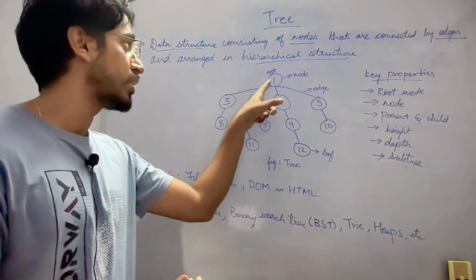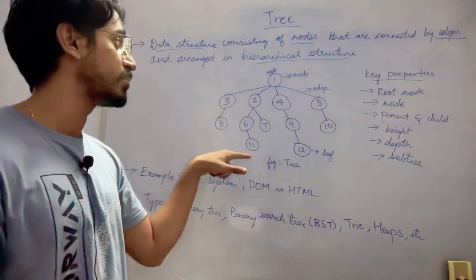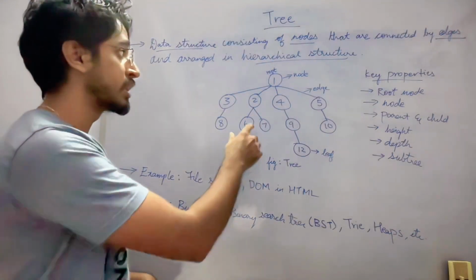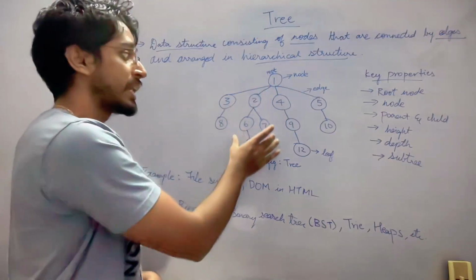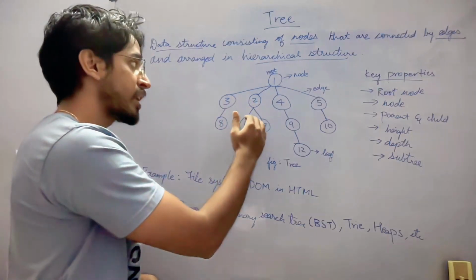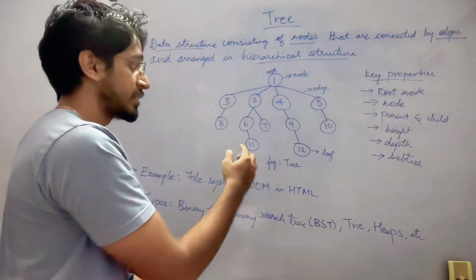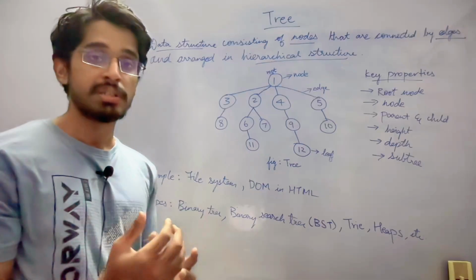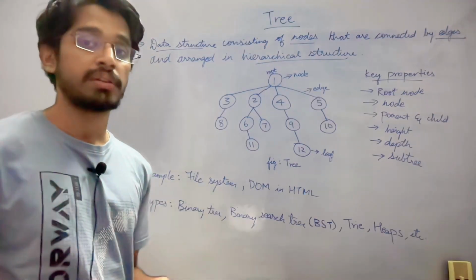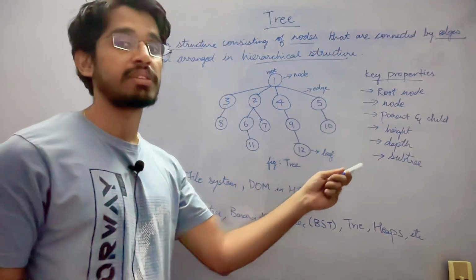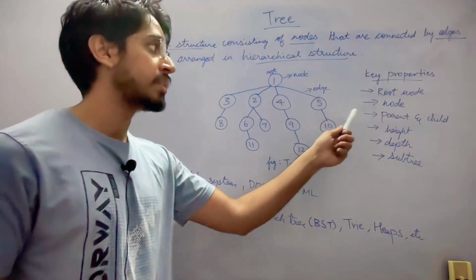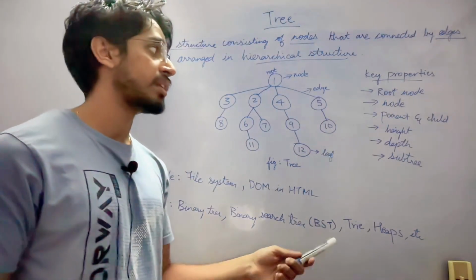You see the subtree of this. If we consider this as an example, the topmost element is 2. So 2 becomes the root node, and this becomes its children, and that becomes the parent, and this is the leaf node. A leaf node is something which does not have any children. These are some key properties that I have listed so that you don't get confused: the root node, the parent and the child, and then the height and the depth.